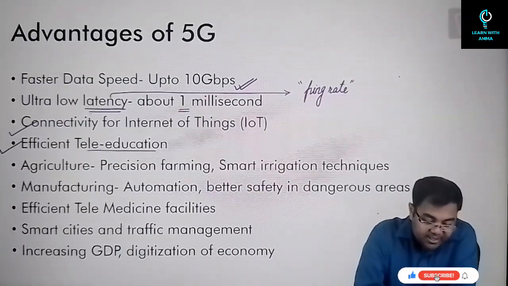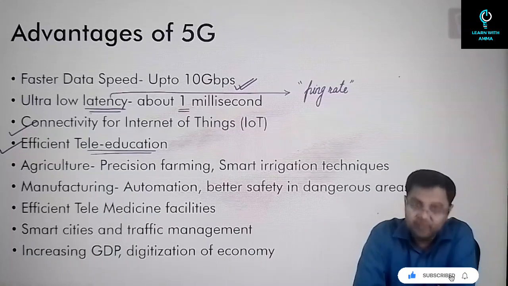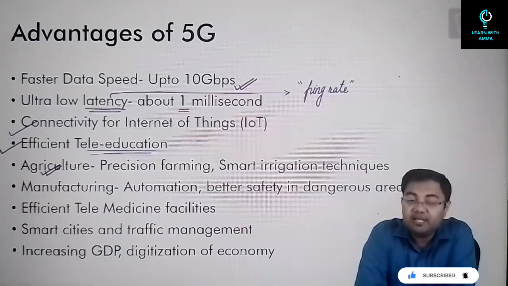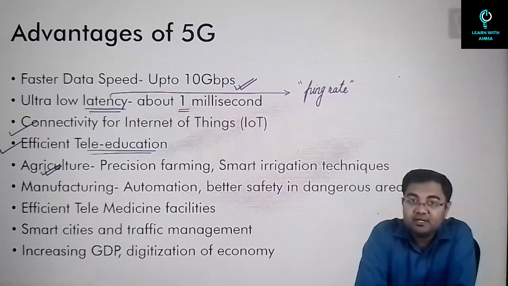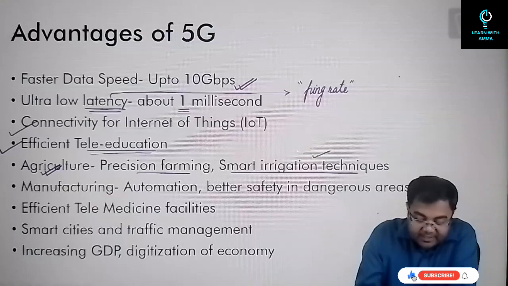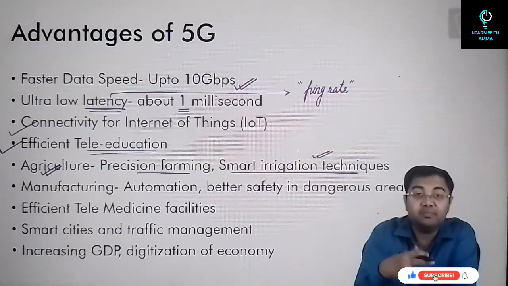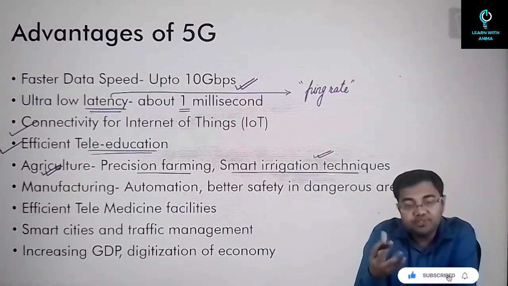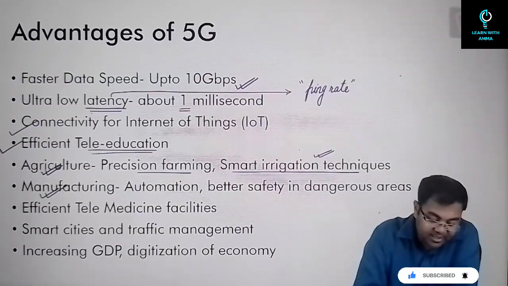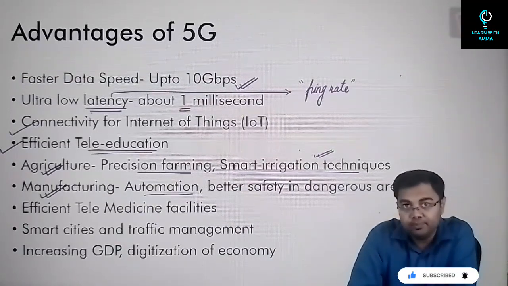So efficiency in tele-education also will increase. Then in agriculture also we'll see better application of agriculture. That we'll see, for example, precision farming, smart irrigation techniques. We'll be able to analyze the data much quicker, and we'll be able to use this data to our advantage. Then in manufacturing sector also, in automation, it will help more.